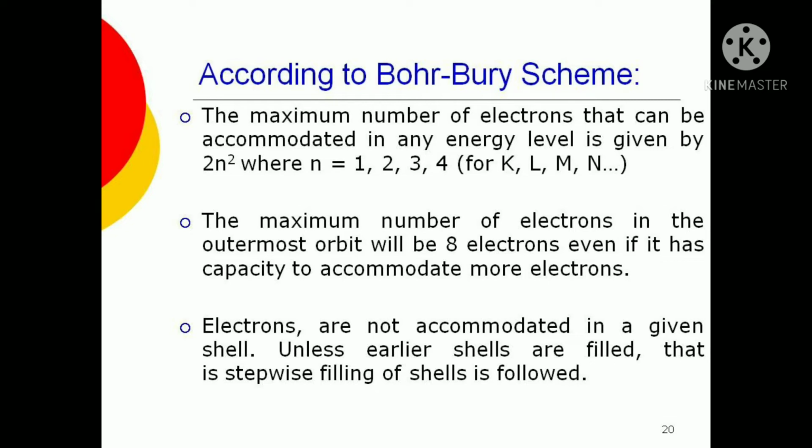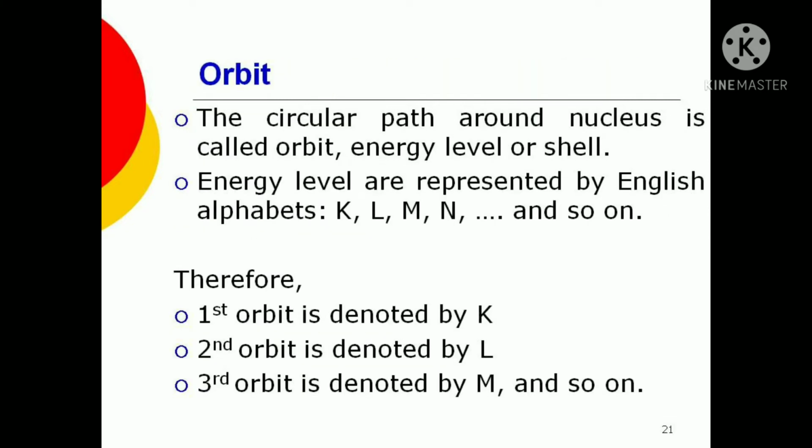The electrons start to fill the orbits. It's a fixed number. There is no change in that. Now, the circular paths around the nucleus that hold electrons are called orbits, energy levels, or shells, and they are named in English alphabets by Bohr and Bury: K, L, M, N, O. The first orbit we call K, second L, third M, fourth N, and so on.